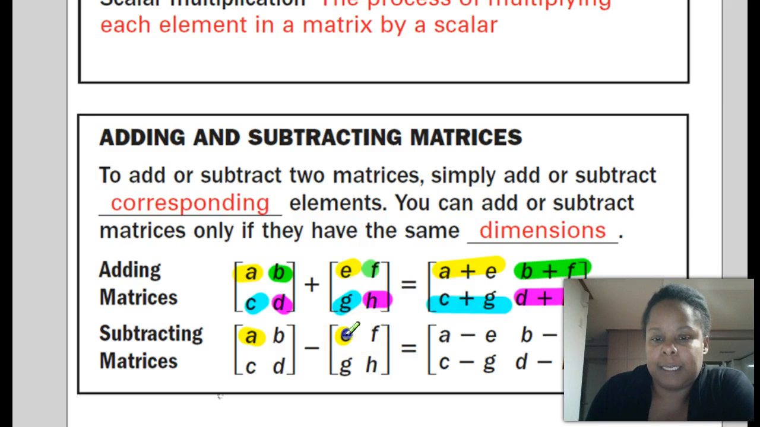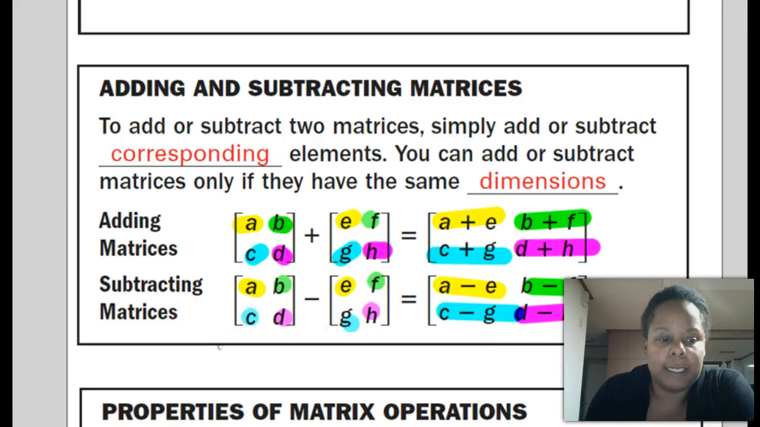Here, A minus E, so that means we're going to subtract E from A. B and F, we subtract F from B. C and G, we subtract G from C. And then D and H, we subtract H from D. I know, super easy, okay?